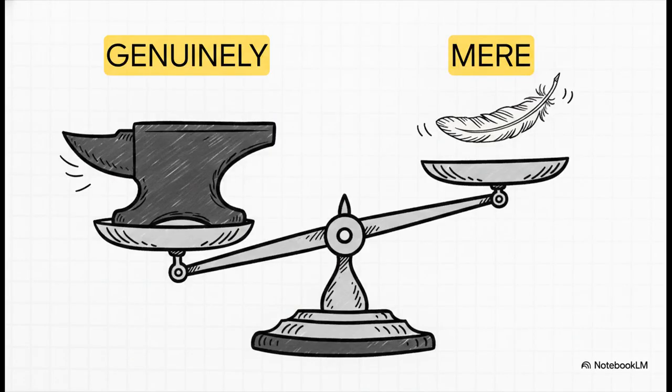Finally, let's look at two modifier words that completely alter how we view a financial statement. First is genuinely. We use this to describe a transaction that truly represents real economic substance. Now contrast that with mere. We use mere to dismiss something as just a simple bookkeeping entry, without true economic weight. Think of it like a genuine profit versus a mere accounting adjustment.